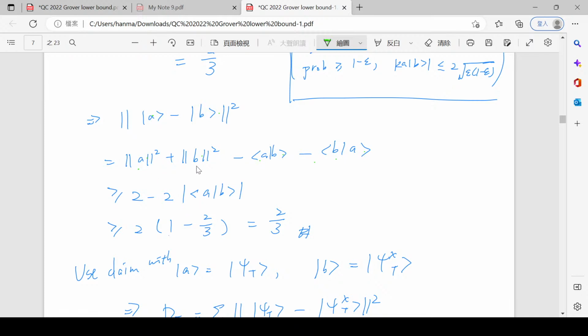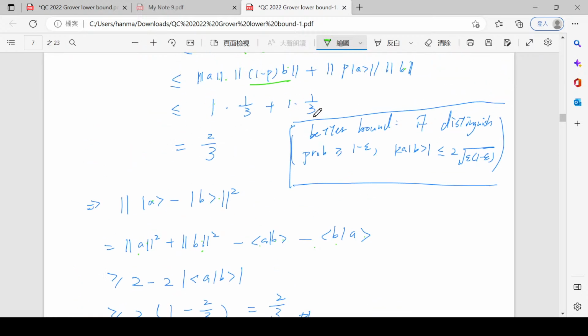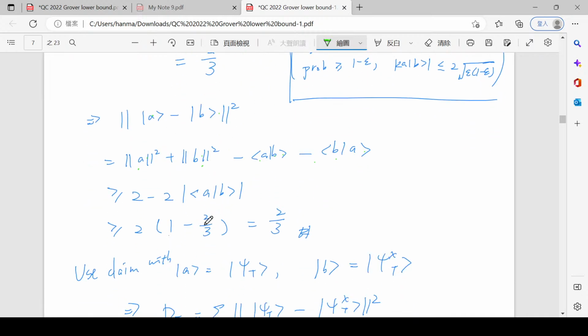Okay. Yeah, then this is 2, and then it is bigger than, because then you add absolute value on those two terms, so that's bigger than you are subtracting the absolute value of the AB inner product. And we showed that any AB inner product is at most 2/3. So this is at least 2 times. Wait, did I make a mistake here?